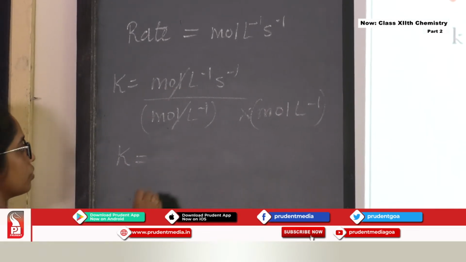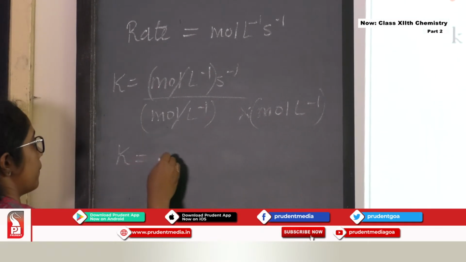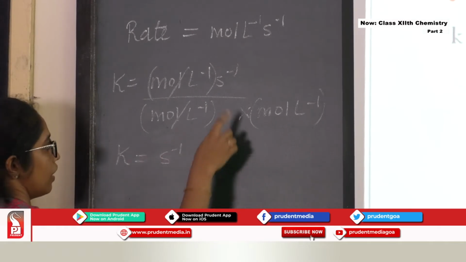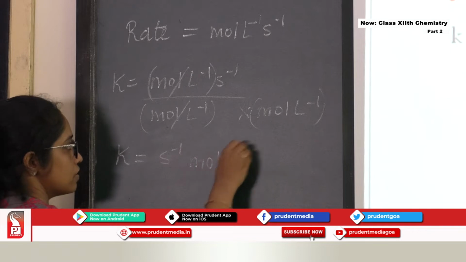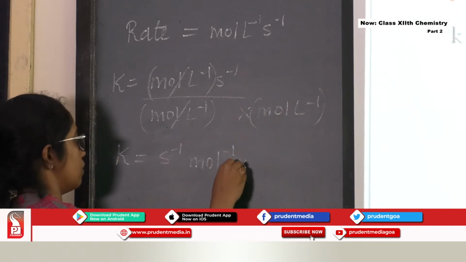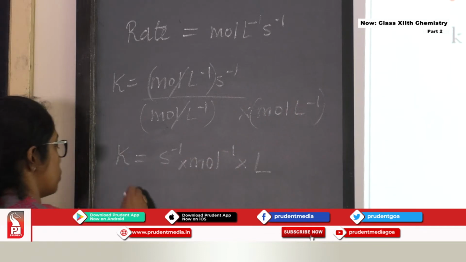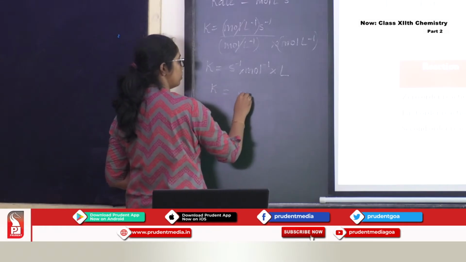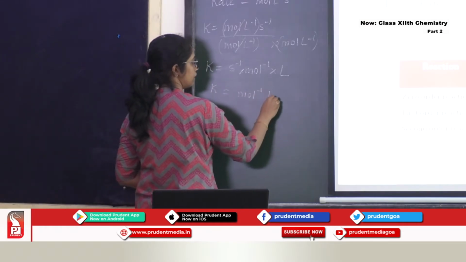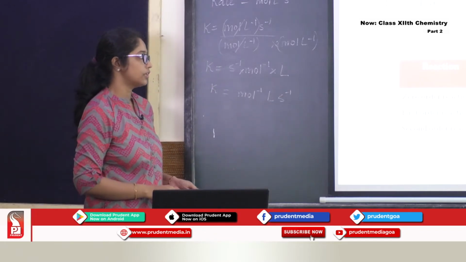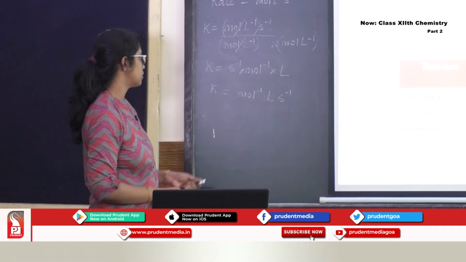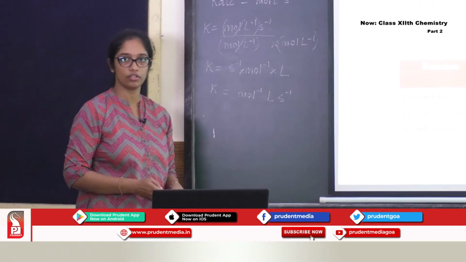The final unit is going to be: second inverse will remain, and a mole which is in the denominator, when it comes in the numerator, becomes mole inverse, and liter inverse will be liters. So, the unit is mole inverse liter second inverse, as you can see it here in the table. So, that is going to be the unit for a second order reaction.